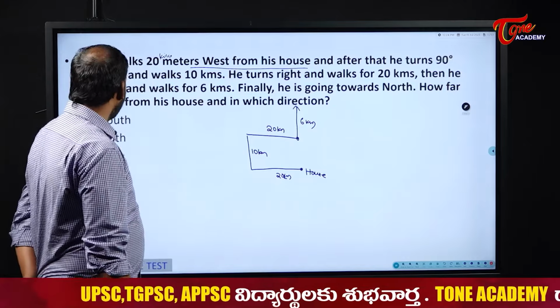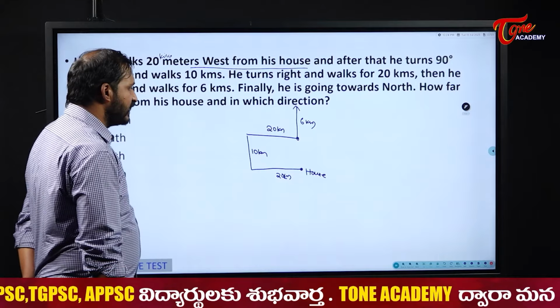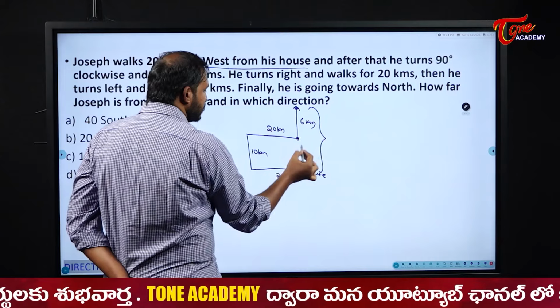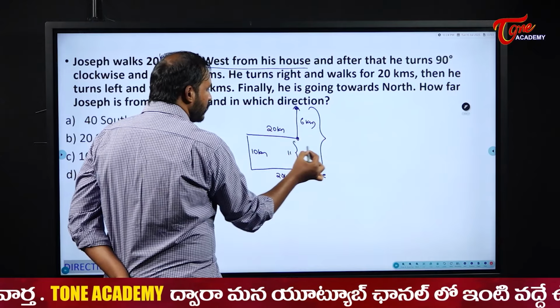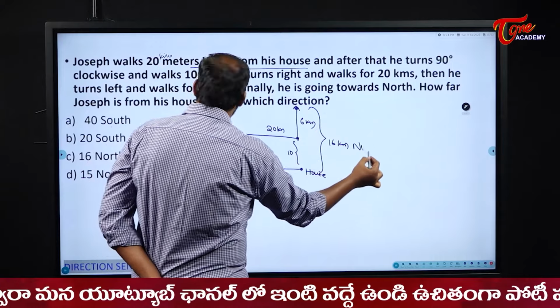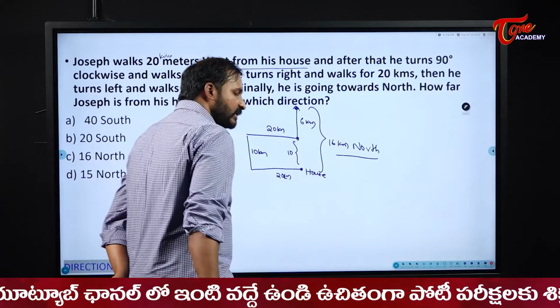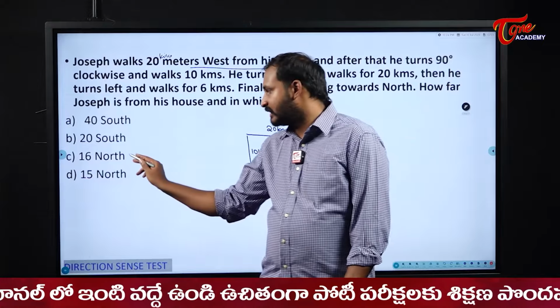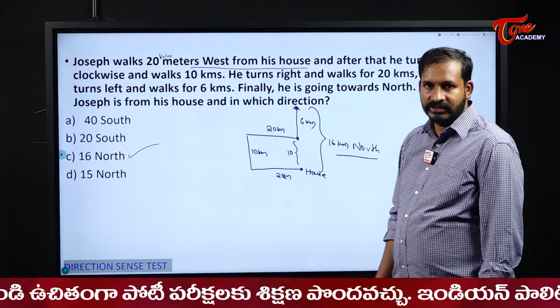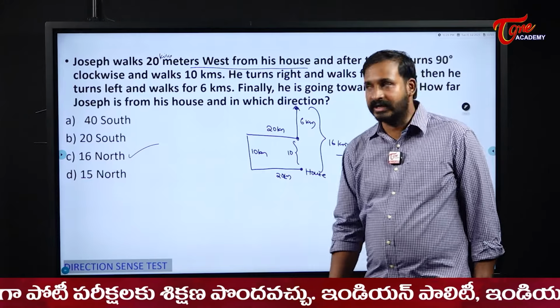How far Joseph is from his house and in which direction? From his house, how much distance it is? This is 6 and this is 10. So overall this will become 16 kilometers. And in which direction? North. So 16 kilometers north will be our answer here. Okay, understood? This is how the distance will be calculated here.